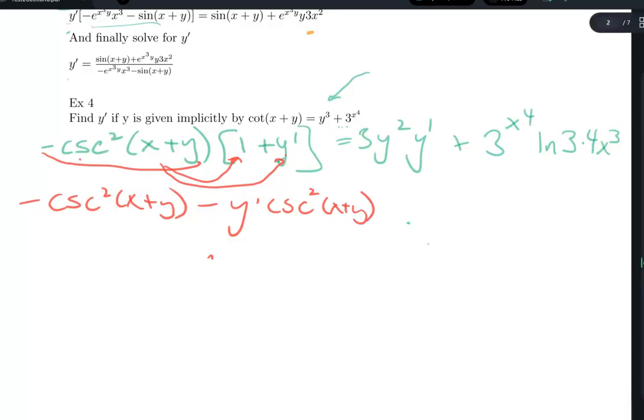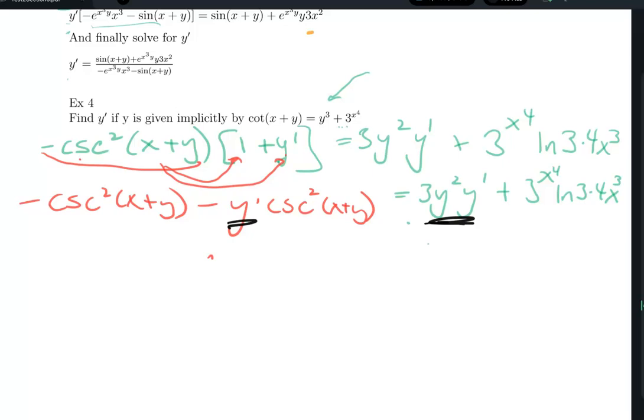And I'm just going to change colors because all of this stuff is just carrying along. And this is one big, huge term, right? Plus 3x to the 4th ln of 3, 4x cubed. And nothing can combine together, right? Let's identify our y prime terms. That's y prime, and there's a y prime. So you get to choose a side.